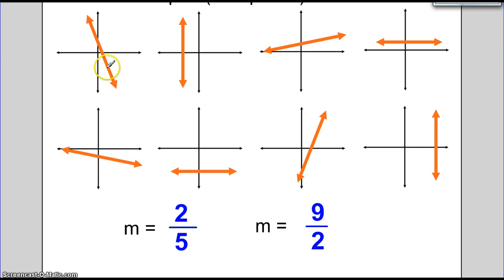So this one is less steep than this one. This one is less steep, and so on. But the more it goes towards vertical, like this one is very steep because it has a bigger slope. Okay.